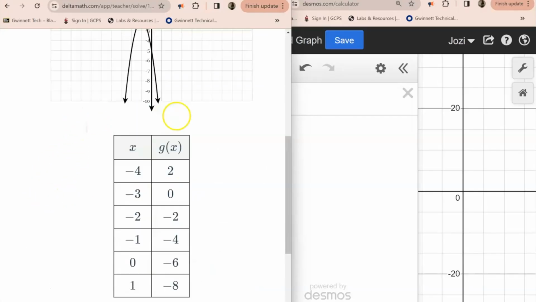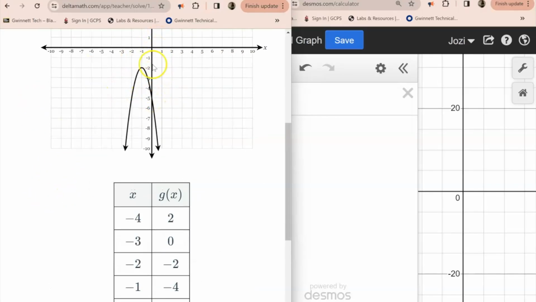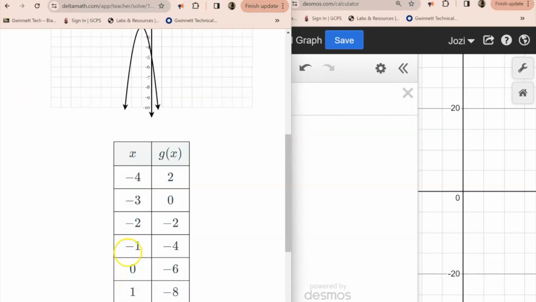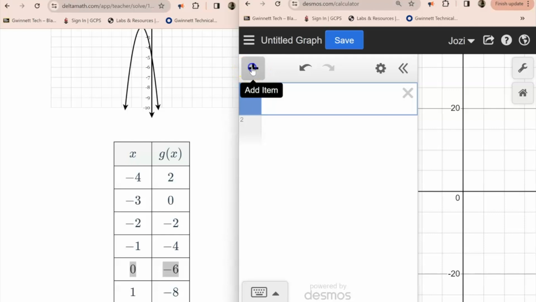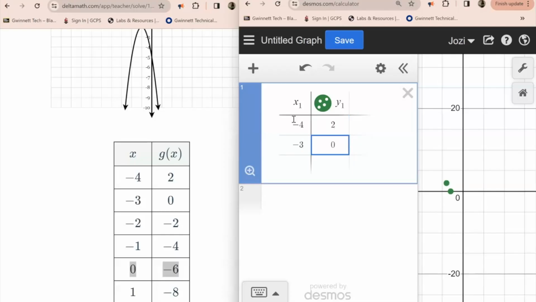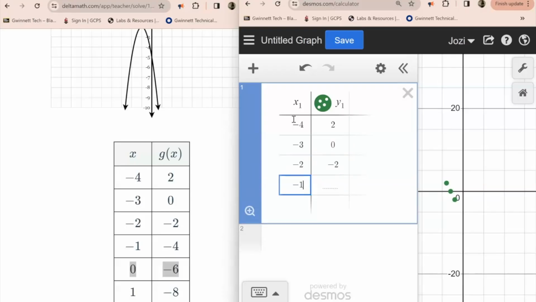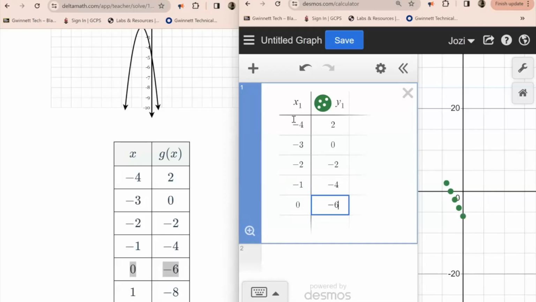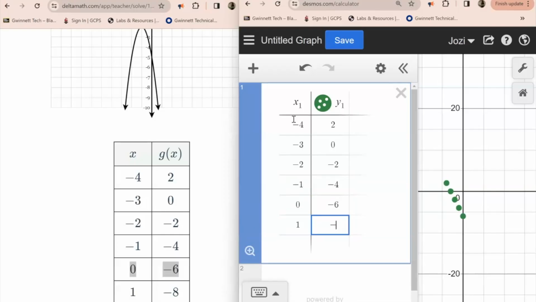If you don't know that the y-intercept happens when x is equal to 0, so when I look at x equals 0, it's going to be -6. It's a matter of you knowing how to input the table. So let me just show you how to input the table just so that we're all clear. So this is -4, 2, -3, 0, -2, -2, -1, -4, 0, -6, 1, -8. All right, so here is the table.